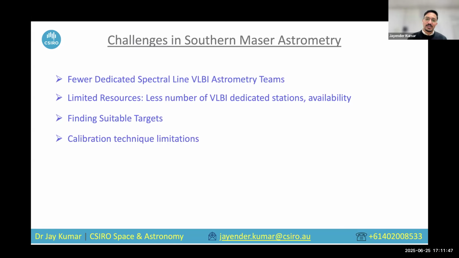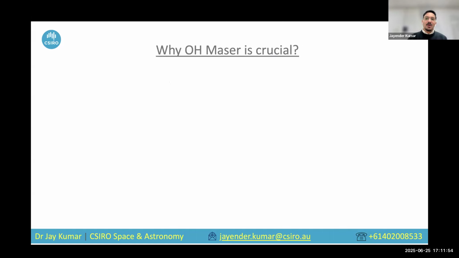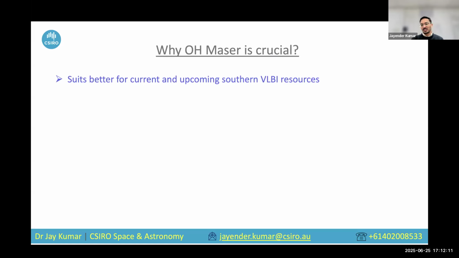So that also plays a big role in VLBI maser astrometry. Okay, now the main crux of the question, why I'm suggesting to do OH maser astrometry, why OH maser astrometry is crucial. First of all, it suits much better, I would say, for the current and upcoming southern VLBI resources.